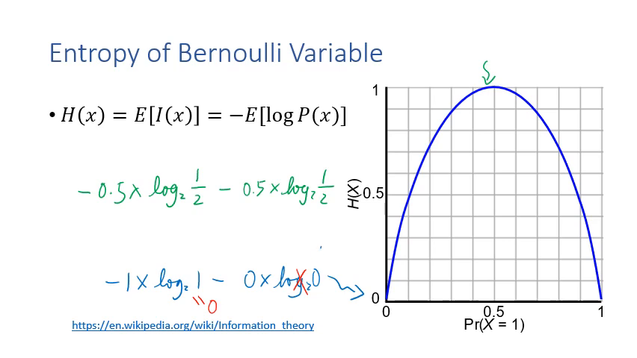Let's complete this formula. This zero means that the probability of the random variable x equals 1 is zero, because the x-axis here is p, the probability of x equals 1, and the self-information is undefined. So the total entropy, sorry, let me refine the formula. The total entropy H of x is equal to 0. And the maximum entropy is 1 when both x equals 1 and x equals 0 have the same probability of occurrence.